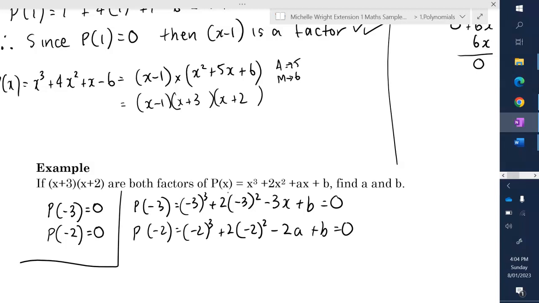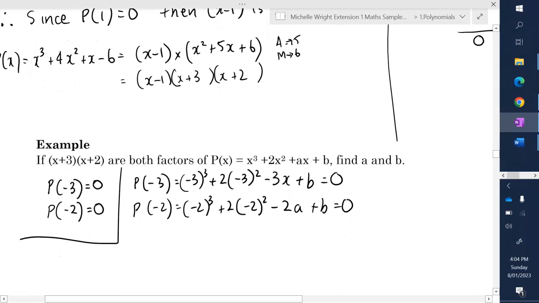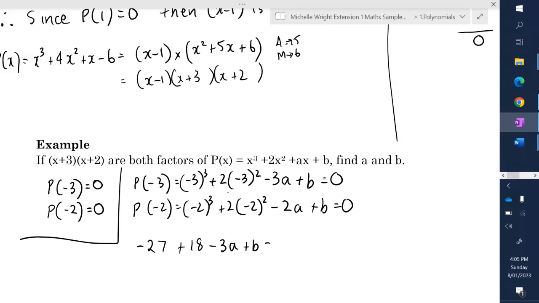Let's neaten these up. Our first one, minus 3 cubed. 3 cubed is 27. The minus cubed is a minus, so minus 27. 3 squared is 9. 9 twos are 18. That minus there is squared and becomes a plus. Here we've got, oops, I've made a mistake here. That shouldn't be minus 3x, that should be minus 3a. Sorry, minus 3a plus b equals 0.